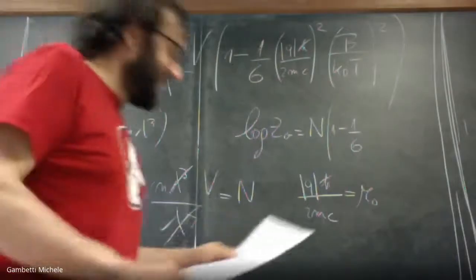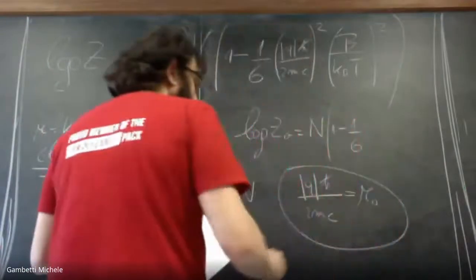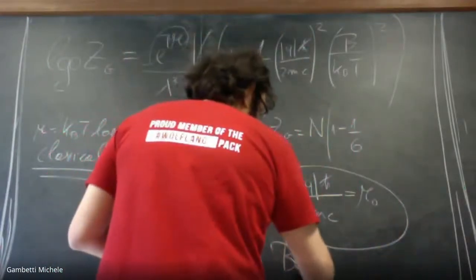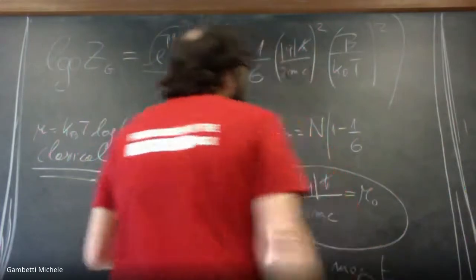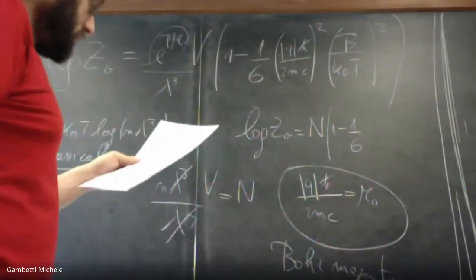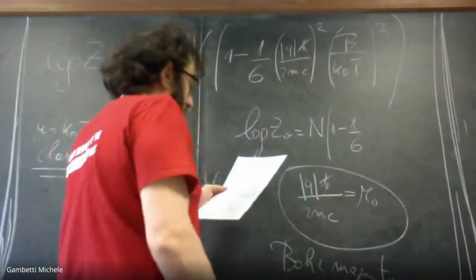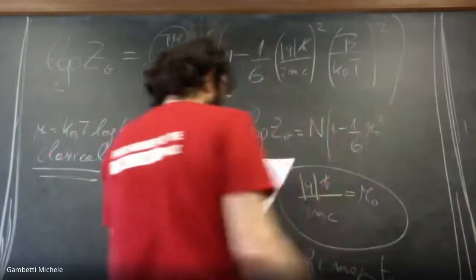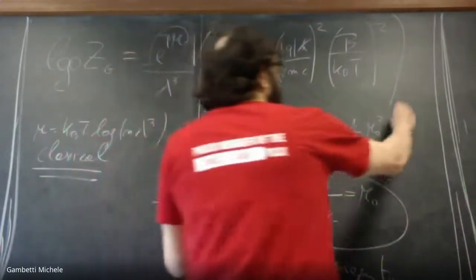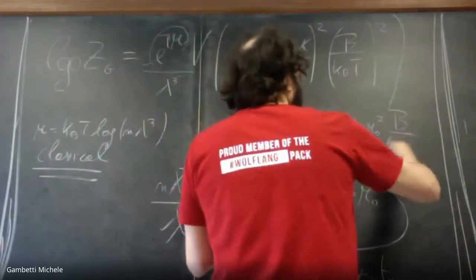Exactly, the Bohr magneton. Let me introduce this quantity. So at the end it is 1/6, and then I have μ₀ squared, μ₀², and then B divided by k_B T, squared.